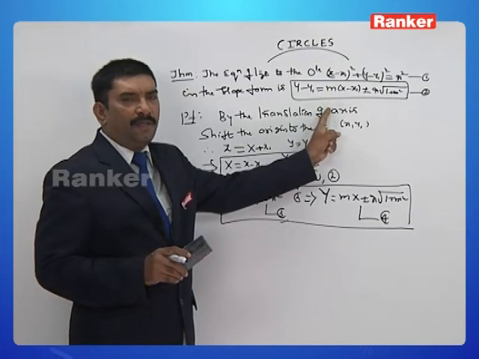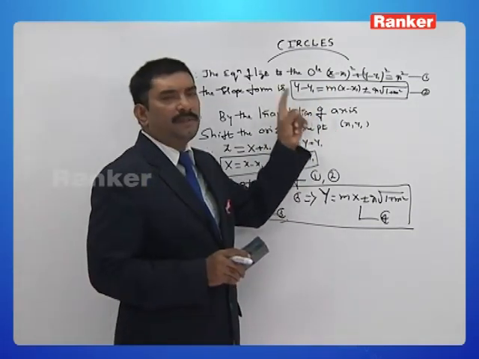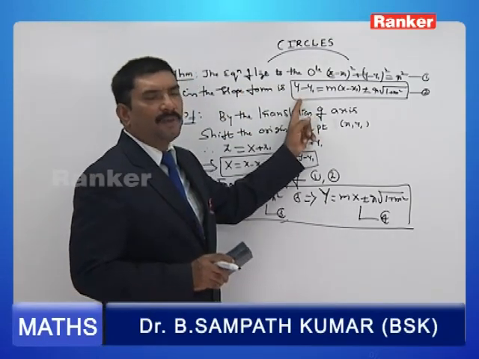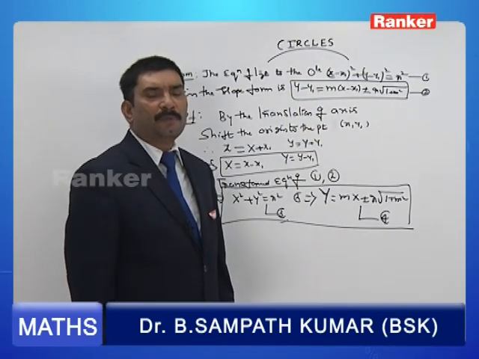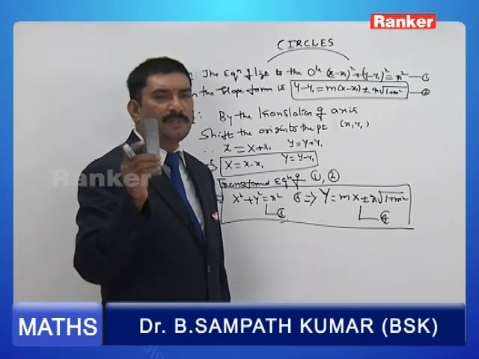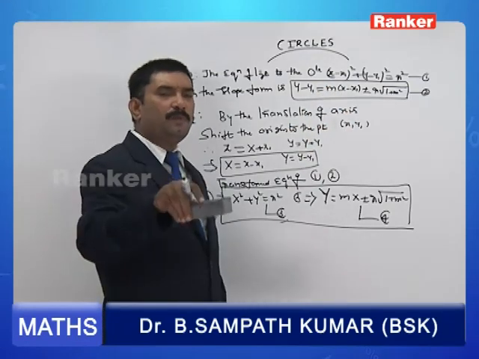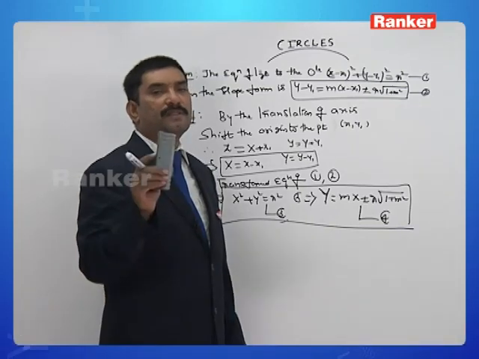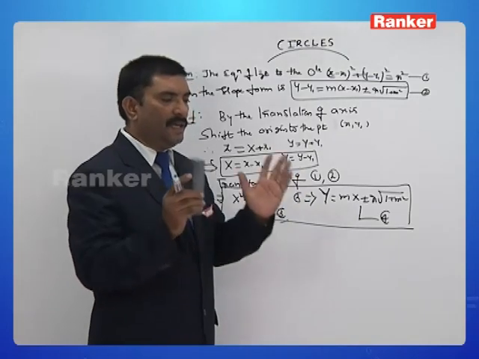So therefore, what we understood from this concept is, when the circle is having a center x1, y1 and radius r, then the equation of tangent to the circle in slope form can be written as y minus y1 is equal to m into x minus x1 plus r minus r into square root of 1 plus m square. This is with respect to the center x1, y1, and the previous one is with respect to the circle having a center 0, 0.